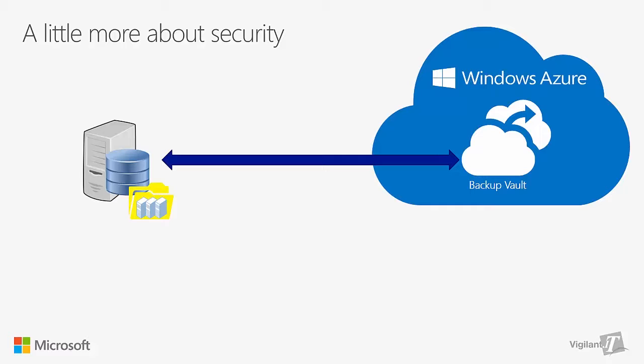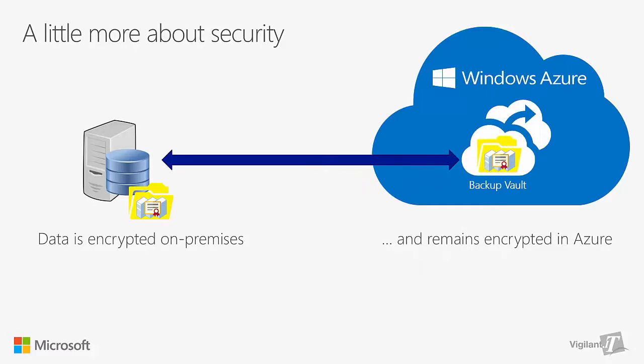With Azure Backup, you have the confidence that your data is safely stored in the cloud. Before your data is copied to Azure, it is first encrypted with your own encryption key. It is then sent to your backup vault where it stays encrypted until you decide to restore the data, at which point it will get decrypted with your key at your premises.